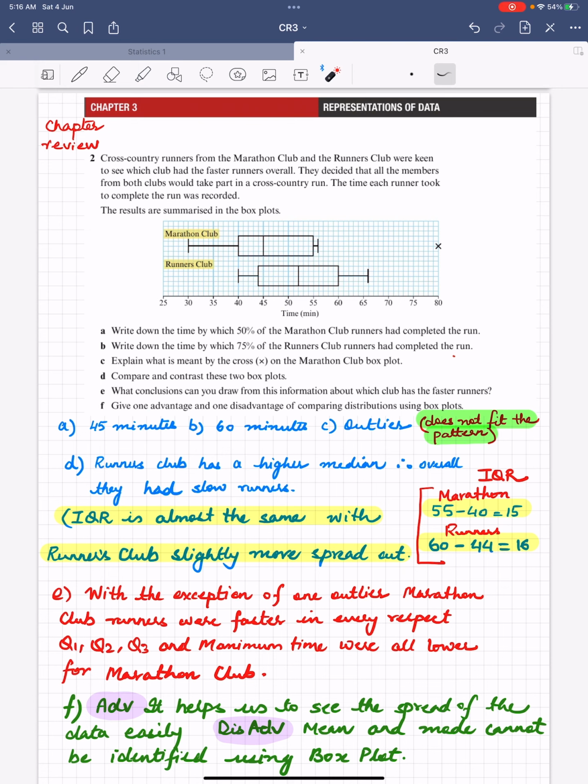And question F, give one advantage and one disadvantage of comparing the distributions using box plots. So one advantage is that it helps us to see the spread of the data easily. We can see the box plot and we are able to perceive the idea very easily, very quickly. Marathon Club runners are faster as compared to Runners Club as they finish in a lesser time. And one disadvantage is that the mean and the mode cannot be represented using a box plot. That is the disadvantage.